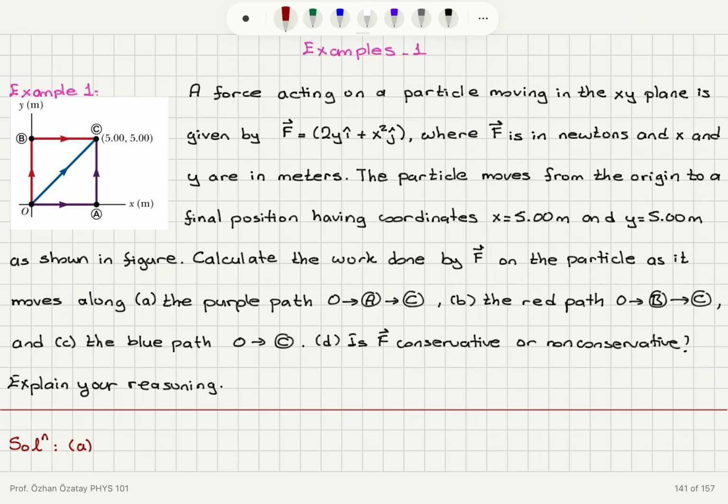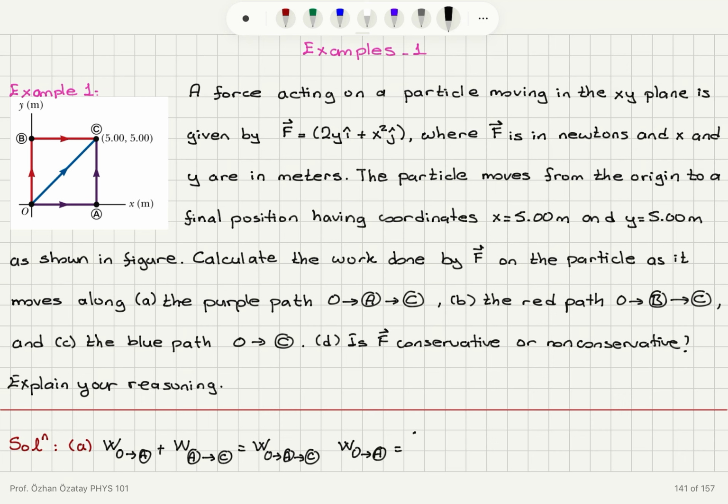We're moving along the purple path, OAC. So the work done by this force F from point O to point A plus the work done from point A to point C along this purple path is basically the total work done going from point O to point A to point C. So we can start with the work done going from point O, the origin, to point A along the purple path.